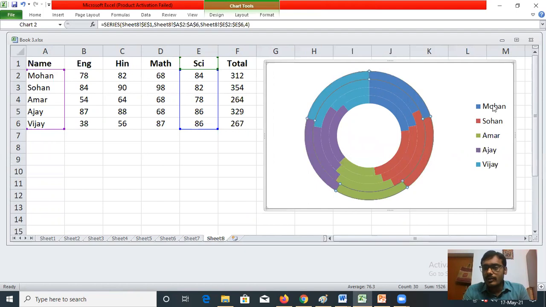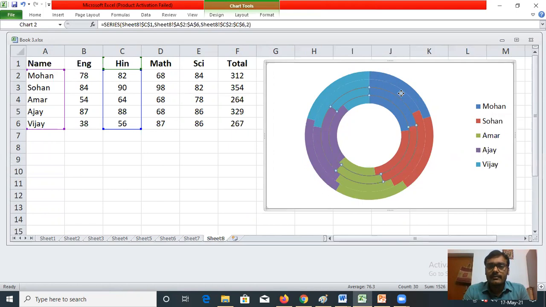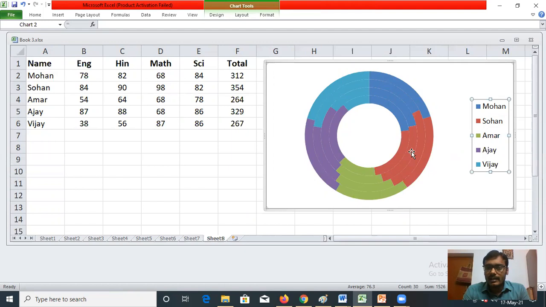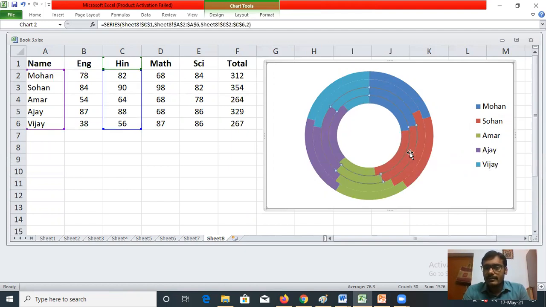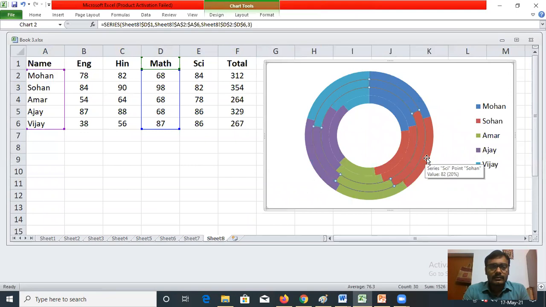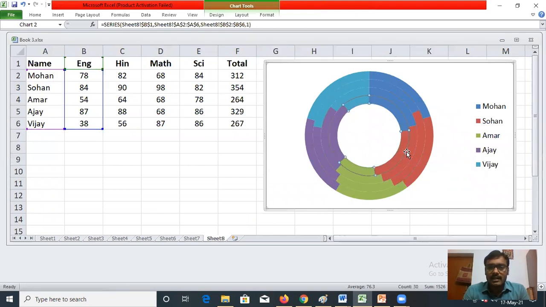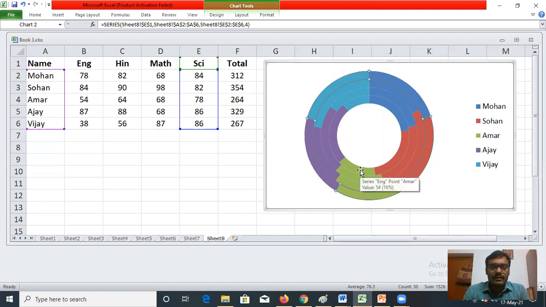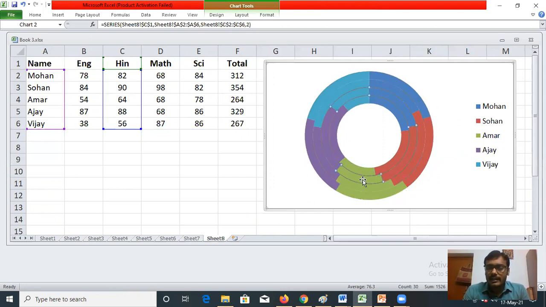Mohan is shown with blue color; all the marks of Mohan are displayed here. Then Sohan with red color, all the marks of Sohan are displayed here. The first layer is English marks, the second is Hindi marks, the third layer is math marks, and the fourth layer is science marks. In the same way, green color for Amar, first layer for English marks, second layer for Hindi marks, third layer for math marks, and fourth layer for science marks.